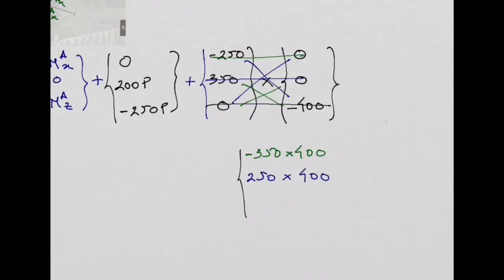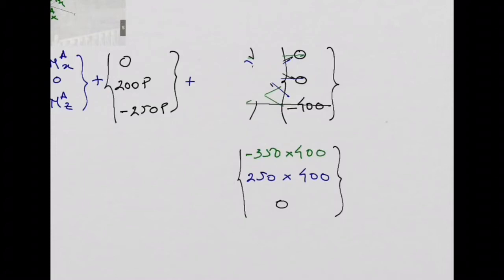If you do the z component, now in black, you have minus 250 times 0, which is 0, minus 350 times 0, which is 0, right? So you get 0 for the z component. You all agree with this or not? Yes? Okay, so if you all agree, we can then replace this.